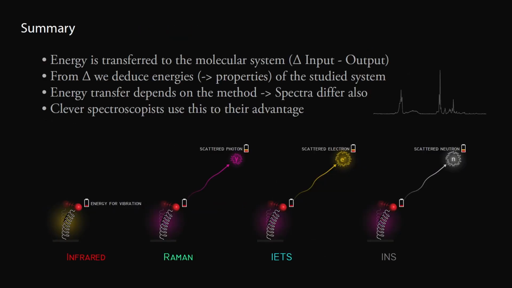In summary, we can say that in spectroscopy, energy is transferred to the molecular system. What is interesting for us is the difference between input and output. From this difference, we deduce energies and therefore properties of the studied system. The energy transfer depends on the method. This means that also the spectra differ, and clever spectroscopists use this to their advantage.